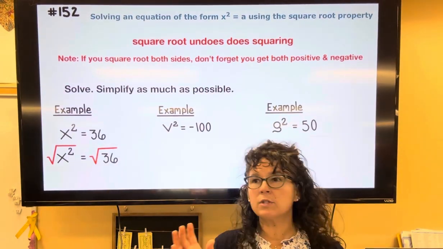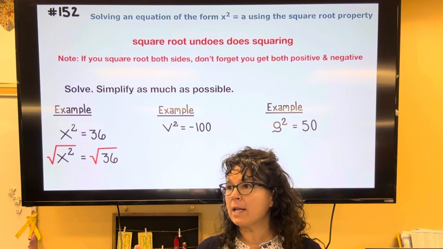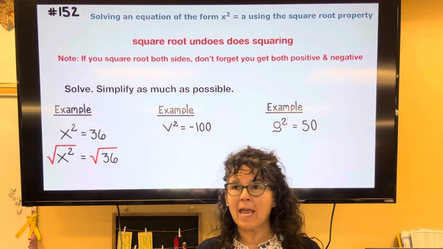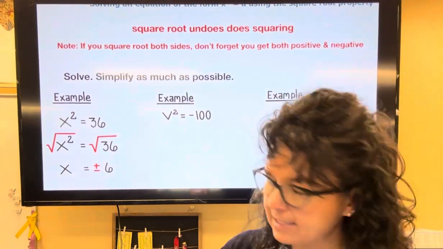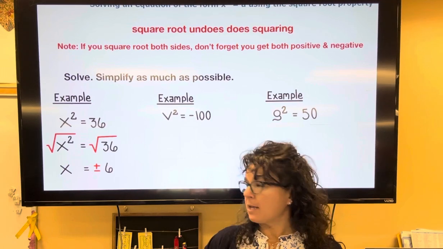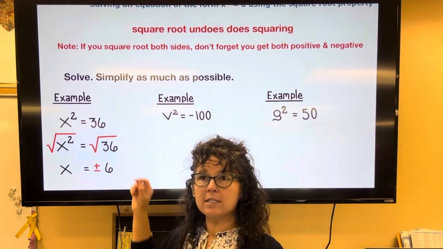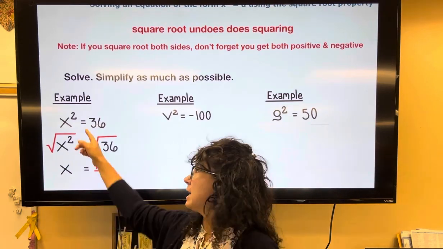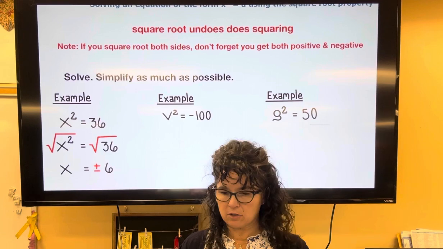But whenever you decide to take the square root of both sides, remember that you end up getting both positive and negative. So the square root of 36 is 6 and negative 6. If I substitute this back into the original, 6 times 6 is 36, and also negative 6 times negative 6 is 36, which is why we have two answers.